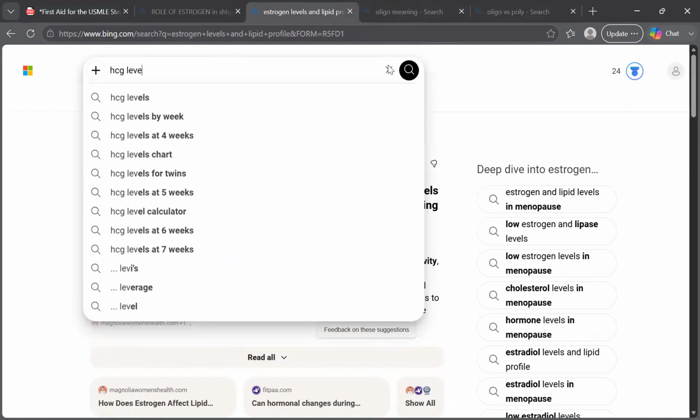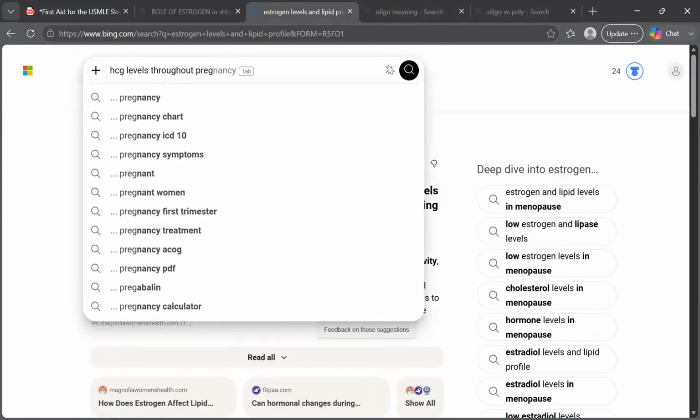I'd like to see the HCG levels throughout pregnancy and why there was a dip.